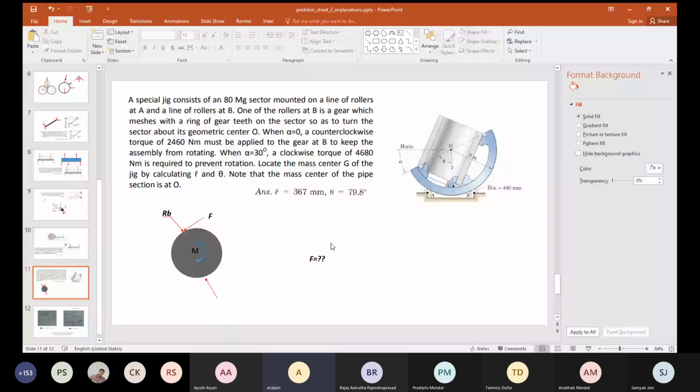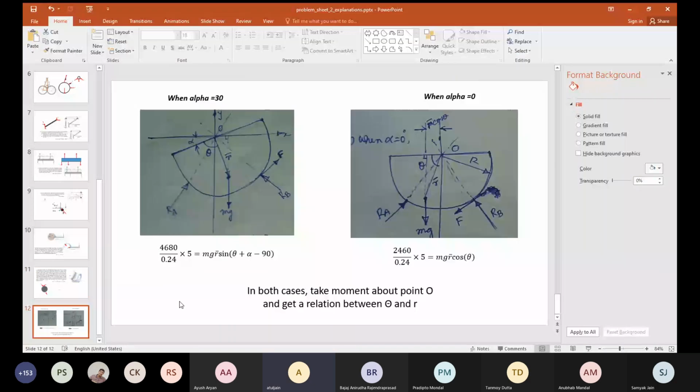Now let us look at the free body diagram of the rig or the jig. When alpha is 0, you have reaction RA, force F, reaction RB, and mass mg. Mass mg is passing through some point in the rig, and its precise location can be defined as a function of r and theta, let us say.